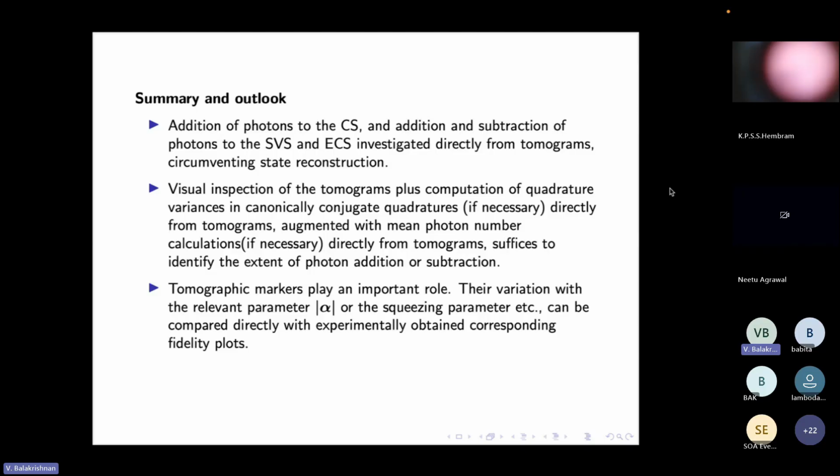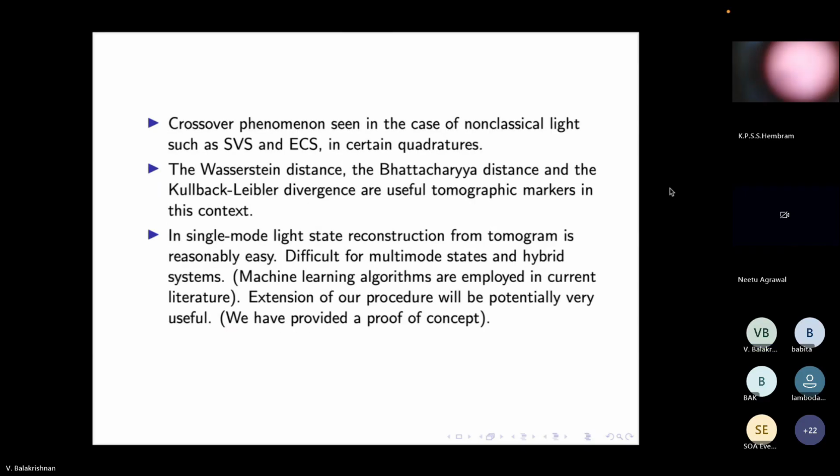Their variation with the relevant parameter, which could be mod alpha in the case of coherent states and photon added states, or the squeezing parameter in the case of squeezed vacuum and its counterparts, can be compared directly with experimentally obtained corresponding fidelity plots. Not surprisingly, therefore, it's good to do machine learning with tomograms, which is what we are attempting to do now. Now, the crossover phenomenon seen in the case of non-classical light, such as the SVS and ECS, is there in certain quadratures.